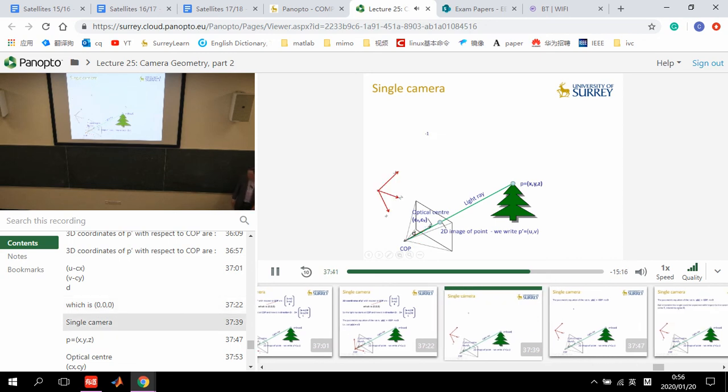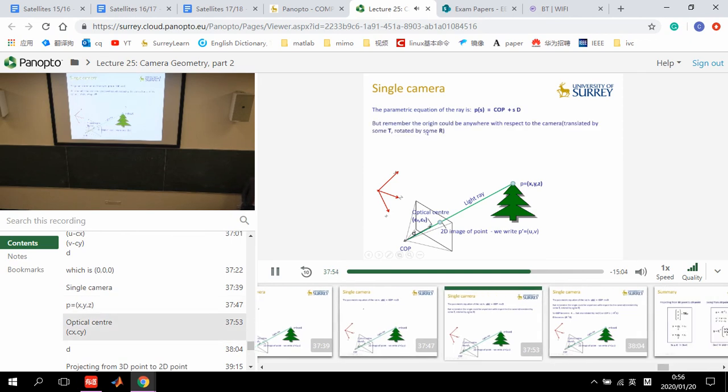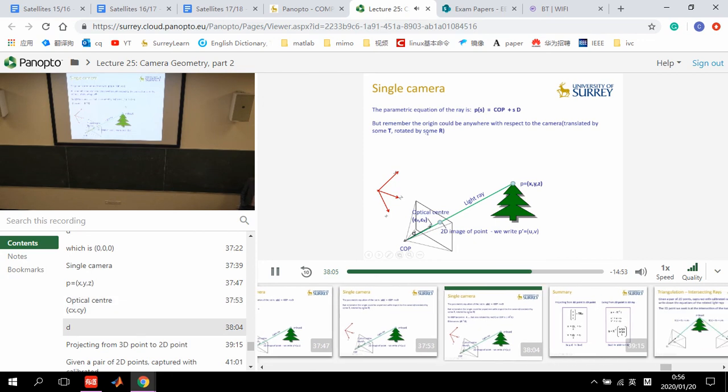Right. That was our simple construction. Now, of course, the camera could be somewhere else in the world, not at the origin. So we're going to use this more general form where we do have to think about the central projection. That central projection, that focal point, could be any translation from the origin, and the camera indeed could be rotated by some R.